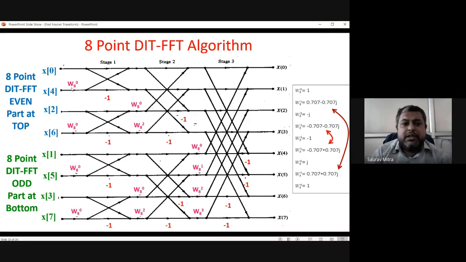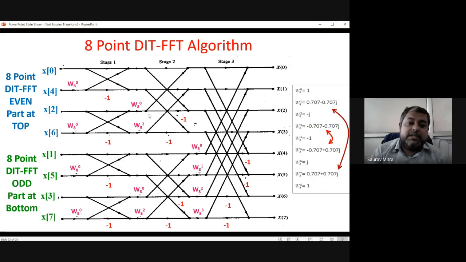So a lot of books will not write this twiddle factor, because W80 has a value of 1. That's why W80 is not written, but W82 is there in the second stage. So the upper part shown above is actually a 4-point DIT FFT numerical, which we have already seen in the previous two numericals. Exactly the same thing, there is no difference. And W82 is also equal to -j, the same as the W41 twiddle factor.